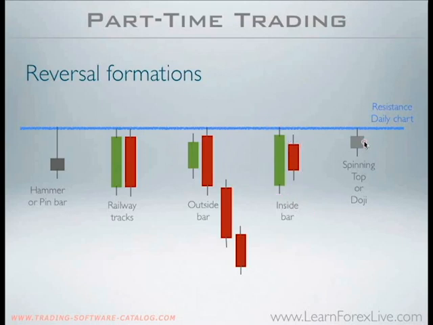And on a spinning top, what we have is just a small candle. By the way, a spinning top is a candle with a small body and short wicks in any direction, both up or down. On a doji, what we have is just a small cross. Basically the open and the close are lining up at the exact level, but at any rate, the price nature of both of them, spinning tops or dojis, is exactly the same thing. So again, market confusion as opposed to market rejection.